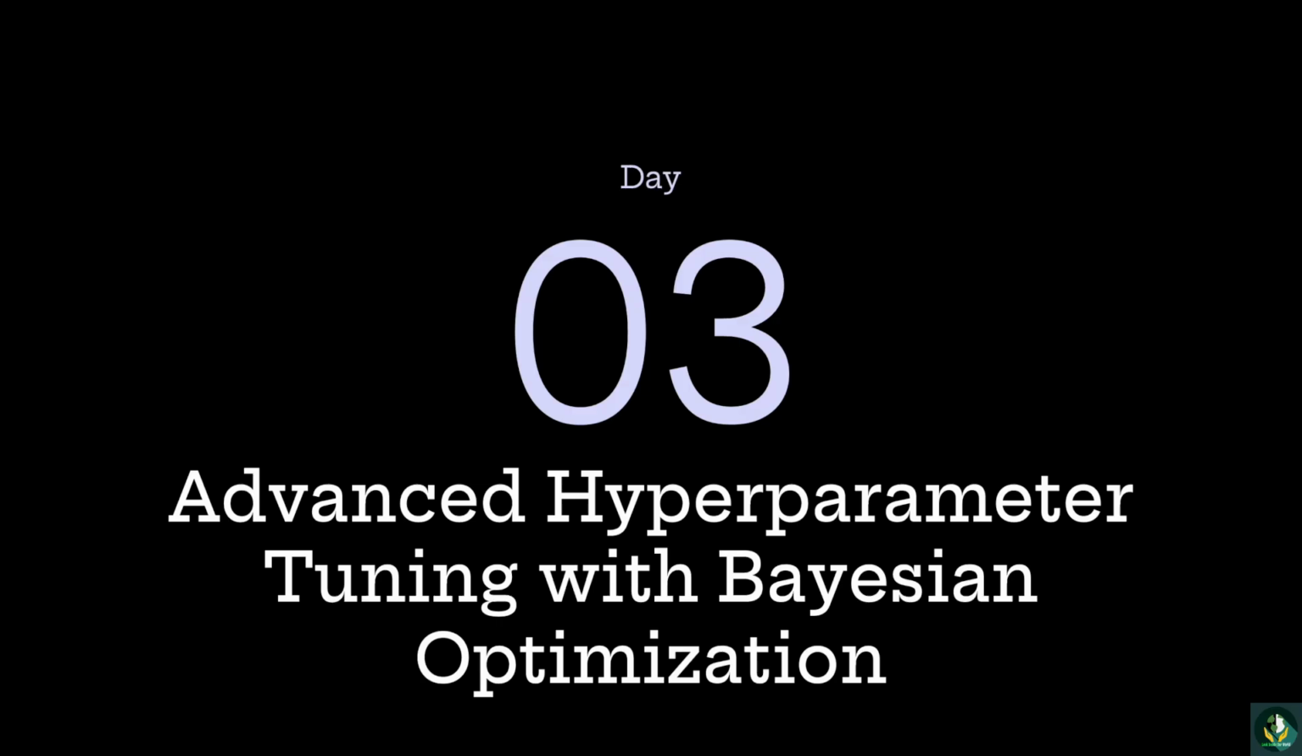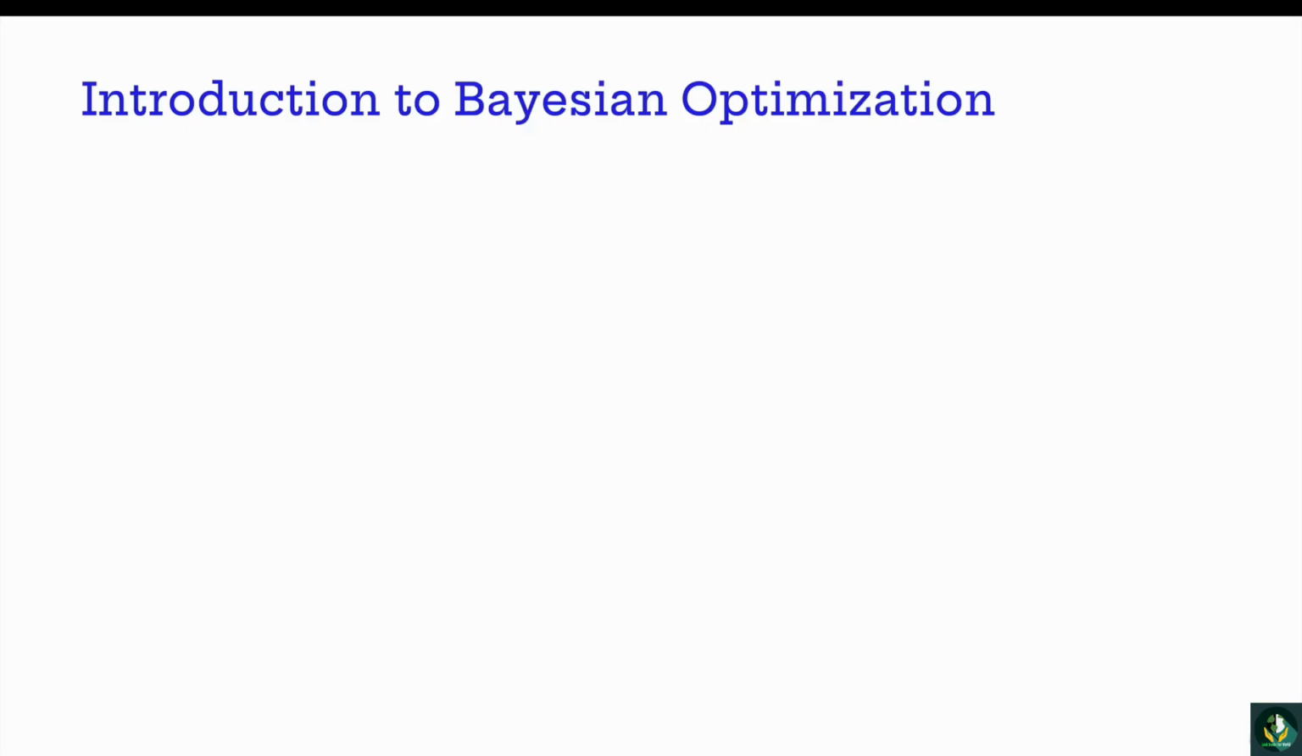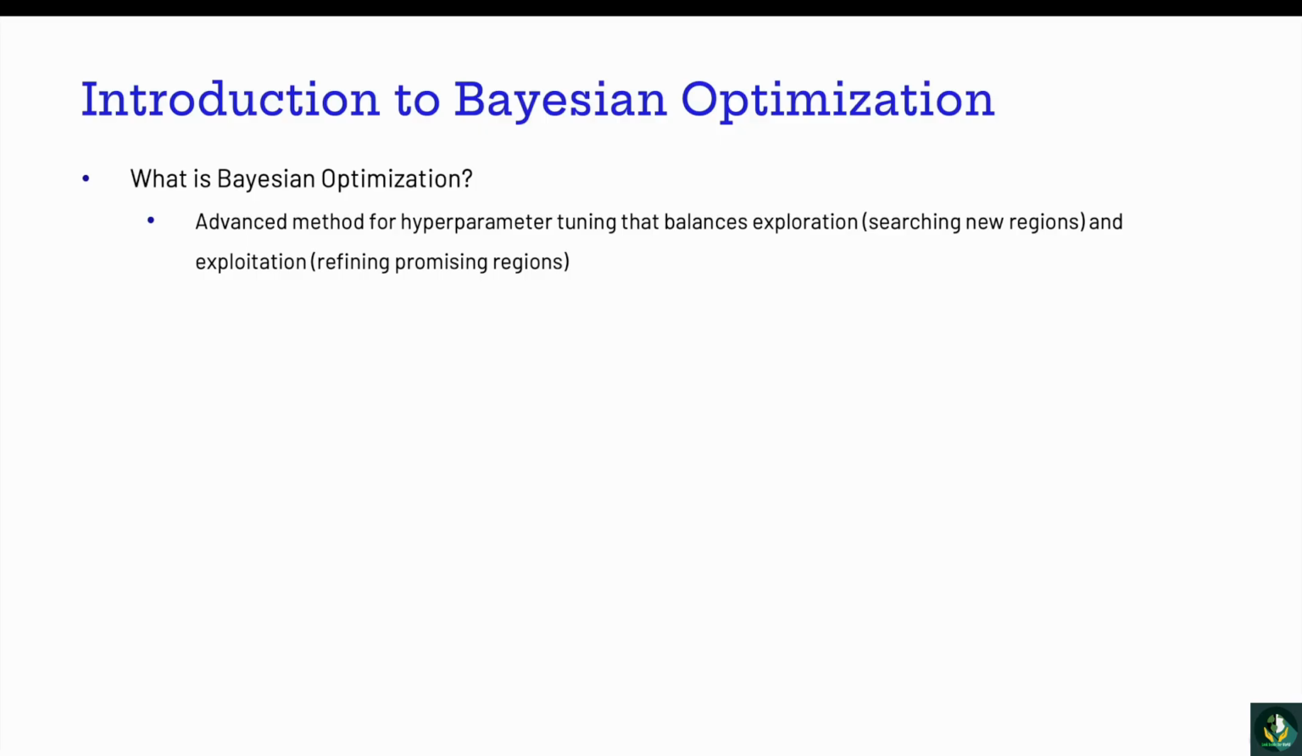Day 3, Advanced Hyperparameter Tuning with Bayesian Optimization. First, let's see what this Bayesian optimization is. So here is an introduction to Bayesian optimization. First, what is Bayesian optimization? Bayesian optimization is an advanced method for hyperparameter tuning that balances exploration, which is searching for new regions, and exploitation, which is refining promising regions. Unlike grid or random search, which are blind to past evaluations, Bayesian optimization uses a probabilistic model to guide the search for optimal hyperparameters.